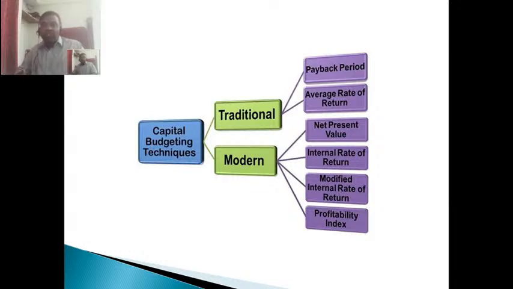Modern methods. Now this is something new. First is net present value. If I'm going to get, suppose, 5 lakh rupees after 5 years, what is the net present value of that money? Based on the present value of money we discussed yesterday, what is the present value of that money? If I'm going to get 5 lakh rupees after 5 years, and today I'm going to invest 2 lakh rupees, what is the value of that 5 lakh rupees?